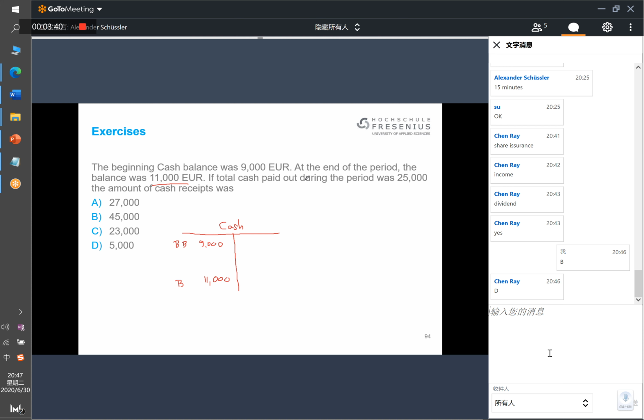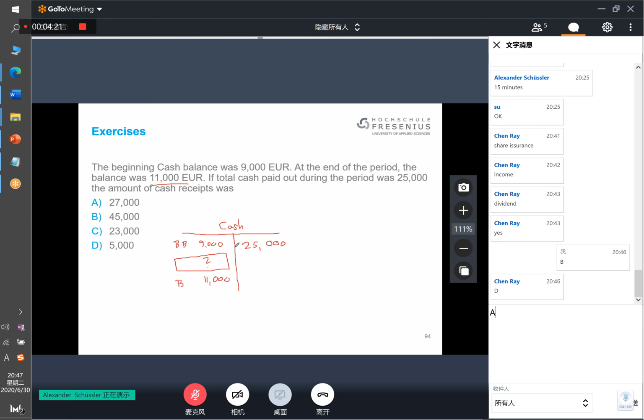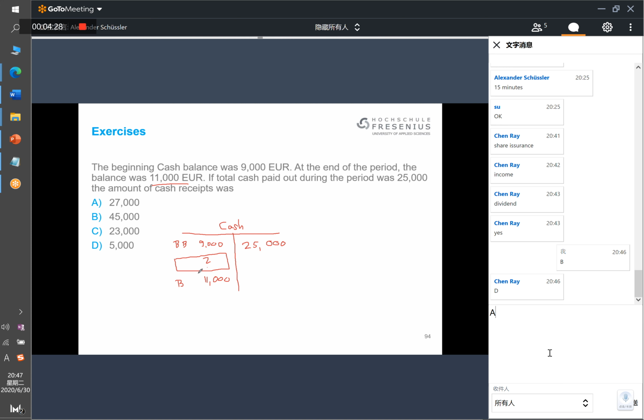Total cash paid out during the period was 25,000. Paid out has to be here. So the question is really, what has to be here? Think about it again. We have 9,000 at the beginning. 25,000 leaves. And at the end, we should have 11,000. What do we have to add here?